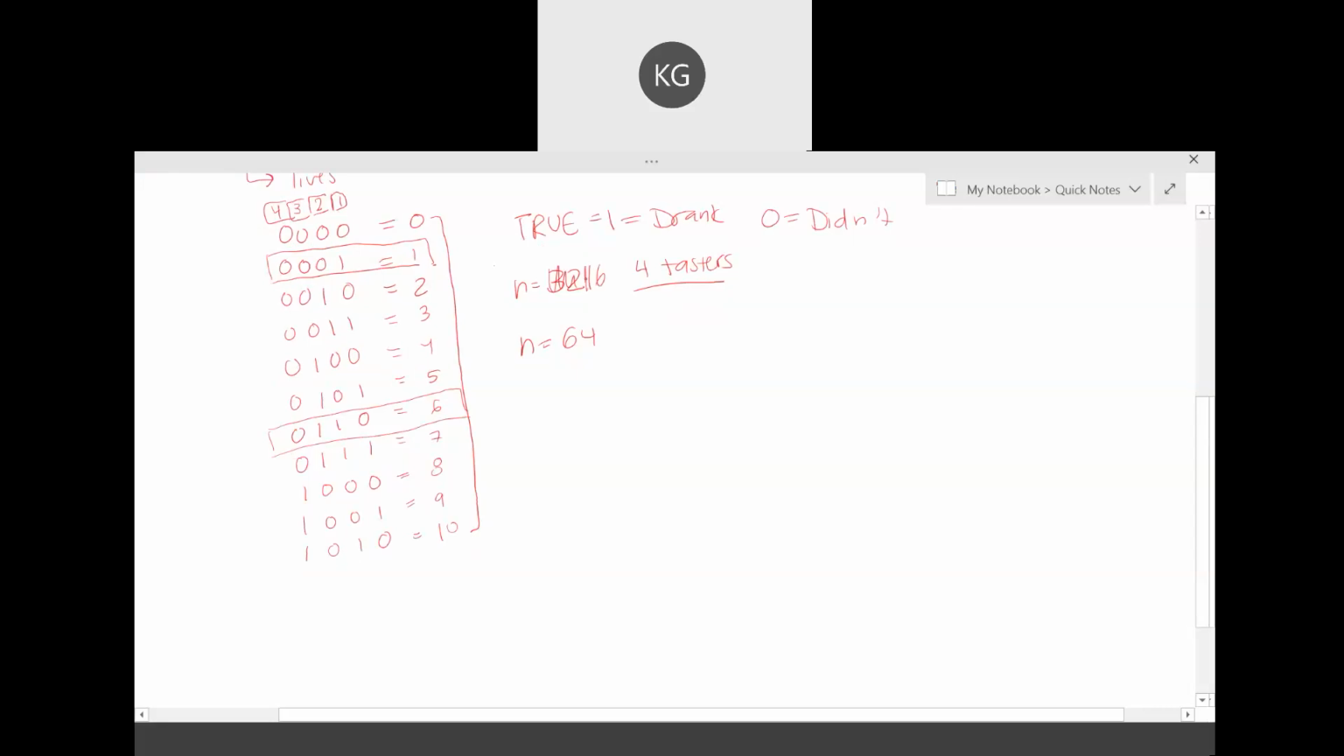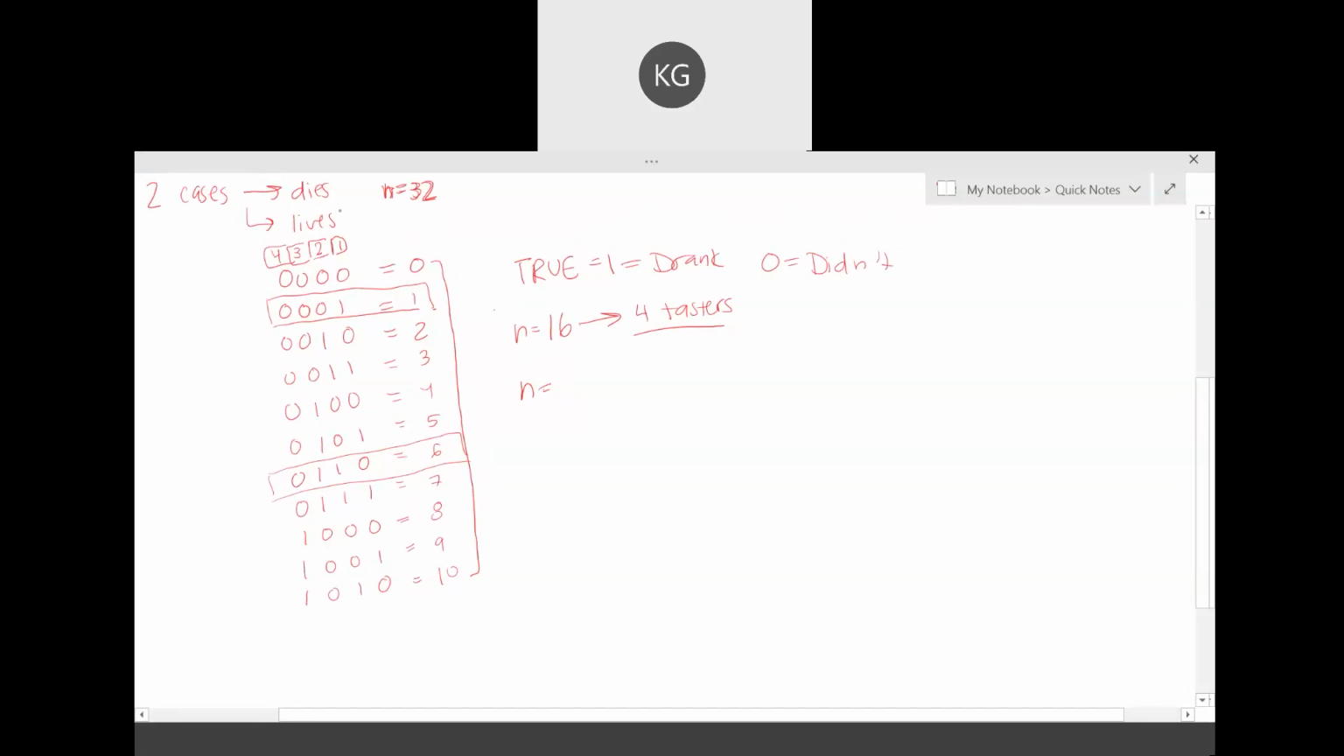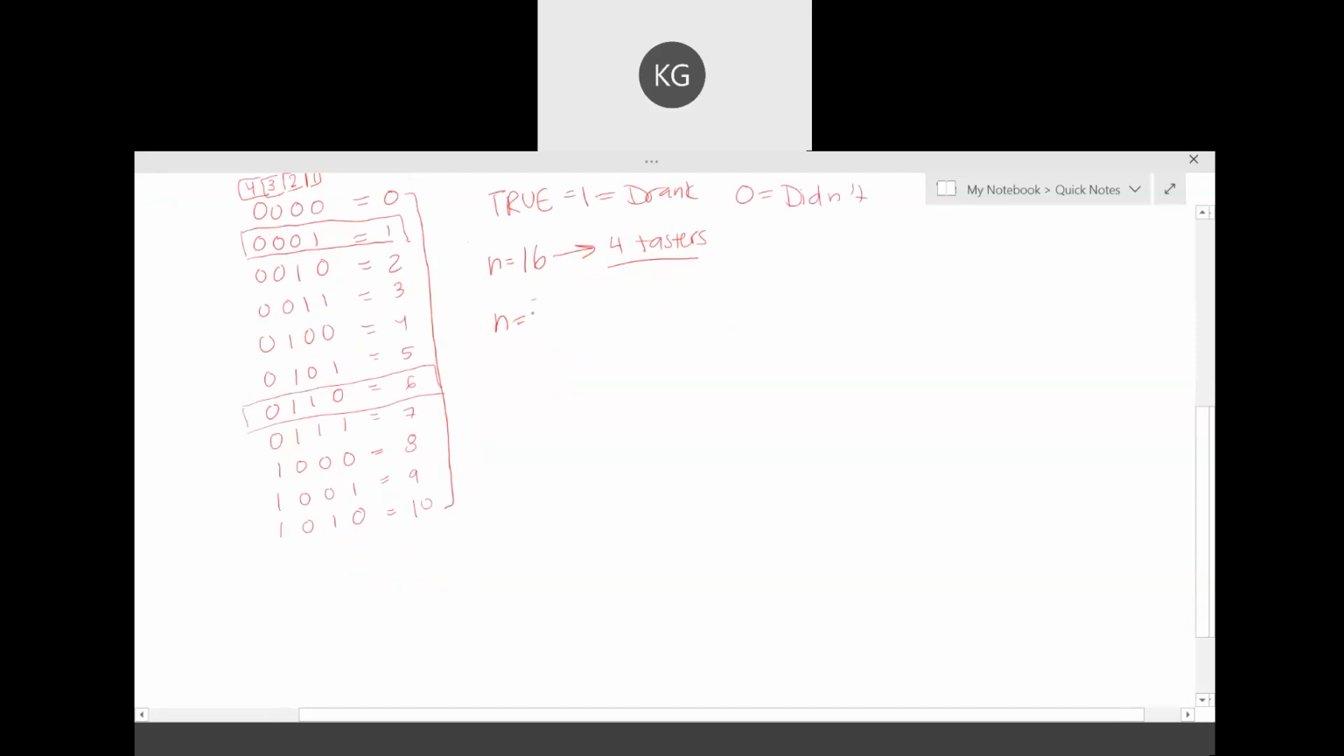Yeah, sorry, I was just thinking about that. That was my bad, sorry. Well, good job, you actually know what's going on. So if n is 16, then we'd have 4 tasters. This is if n is 16, the scenario I drew right here, I just accidentally said 32. So if n is 32, how many tasters would we have?